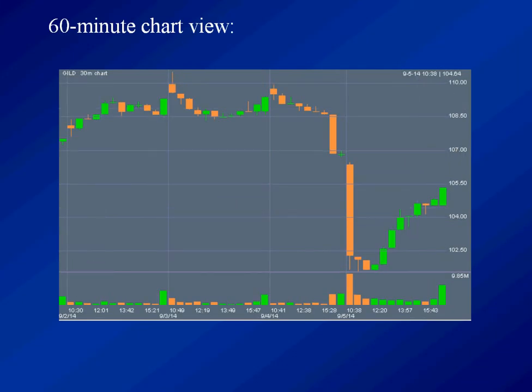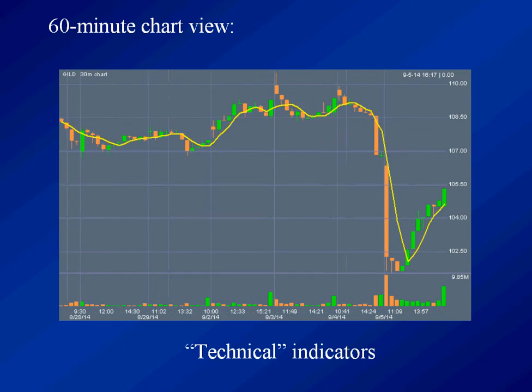Now, let's take a closer look at that crash, because there's another interesting angle. This is a 60-minute chart of the same stock. There's your crash. And look at that. The stock bounces sharply. How could you have predicted that? One possible way is to draw a moving average through that chart. And on the crash, as soon as it crosses that moving average line, that means it's reversed. A lot of traders use this type of indicator to spot a trend reversal.